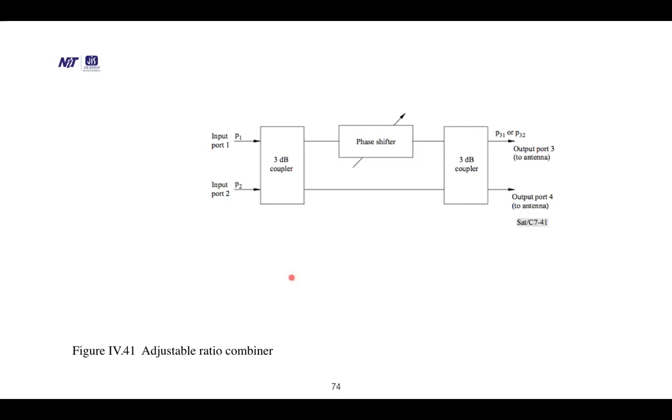So adjustable radio combiner. So there are two inputs. It is the coupler, phase shifter, so that different channels can be passed by changing the phase shifting module. Maybe CDMA, FDMA may be there, depending on how the modulation is carried out. And again a 3 dB coupler, it is going to the output port.